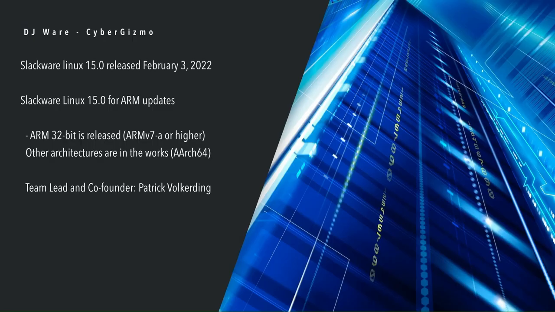And there's also Slackware Linux 15.0 for ARM, but it looks like this is still under active development. So they have released a number of pieces like the ARM 32-bit. So if you're on an ARM version 7A or higher, usually it's version 7L, if you're on those architectures, you can run it. There are other architectures in the works.